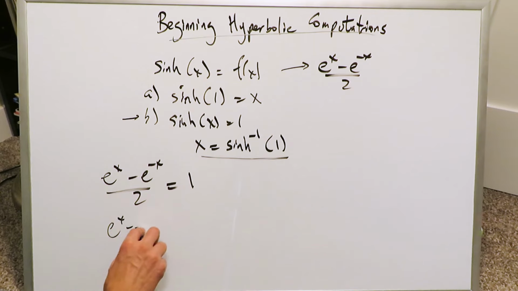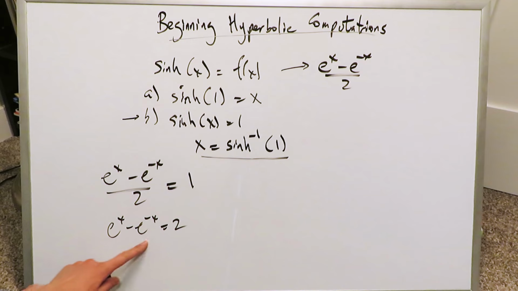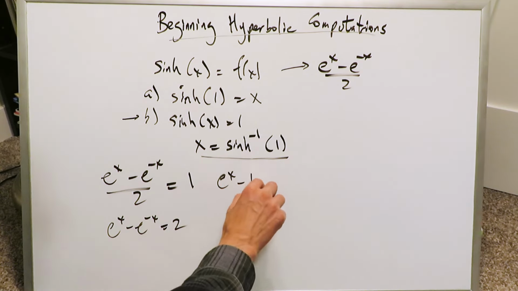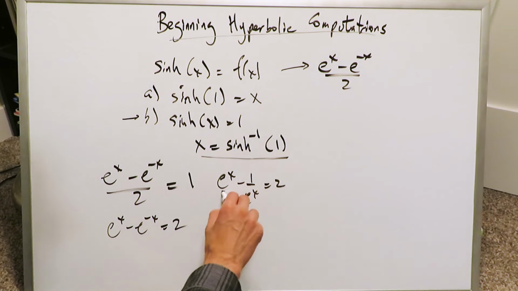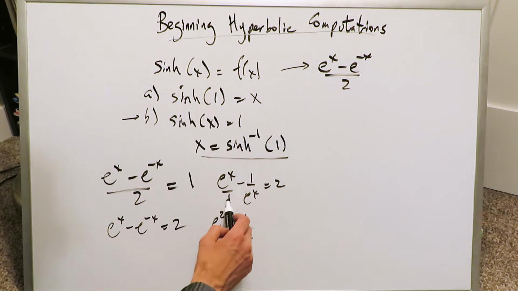You do e to the x minus e to the minus x is equal to, take the 2 on the other side. Now look right over here and get rid of this negative exponent. You have e to the x minus 1 over e to the x is equal to 2. Do a common denominator. You'll have e to the x as the common denominator, and you'll have e to the 2x minus 1, because the 1 goes in, e to the x multiplies with this, and you get e to the 2x.